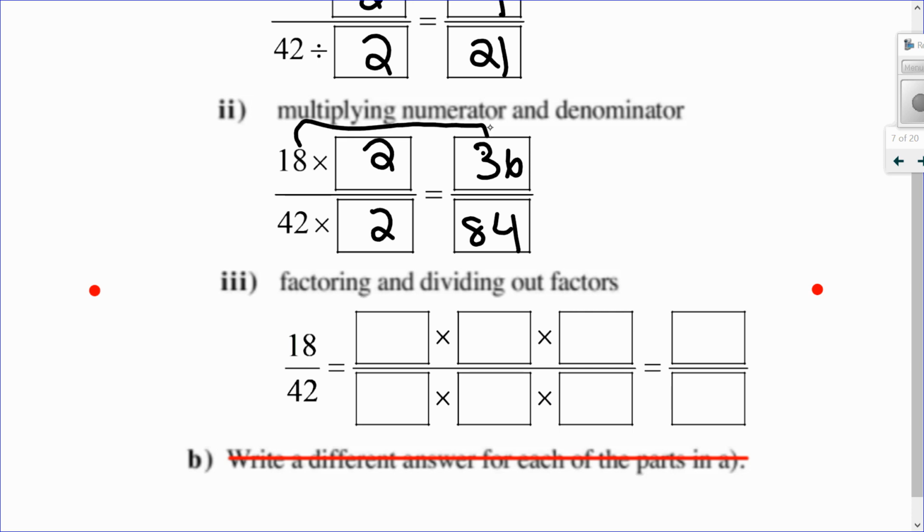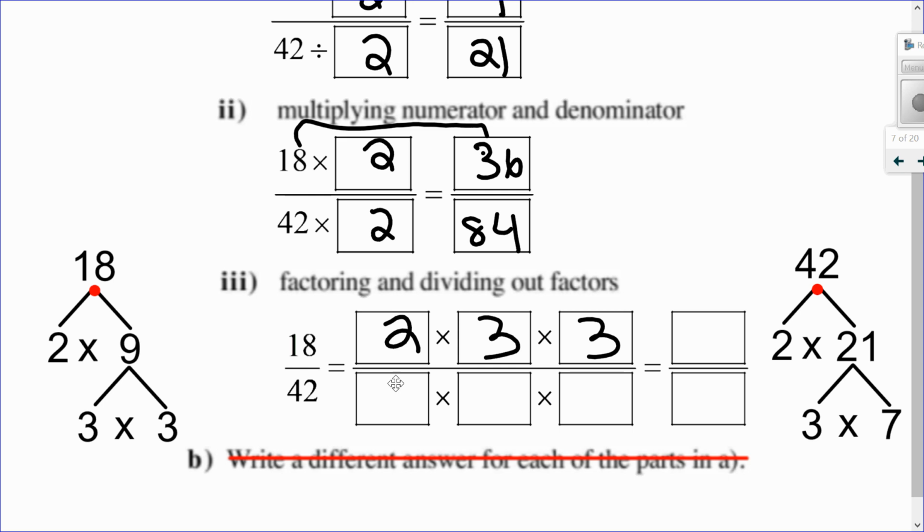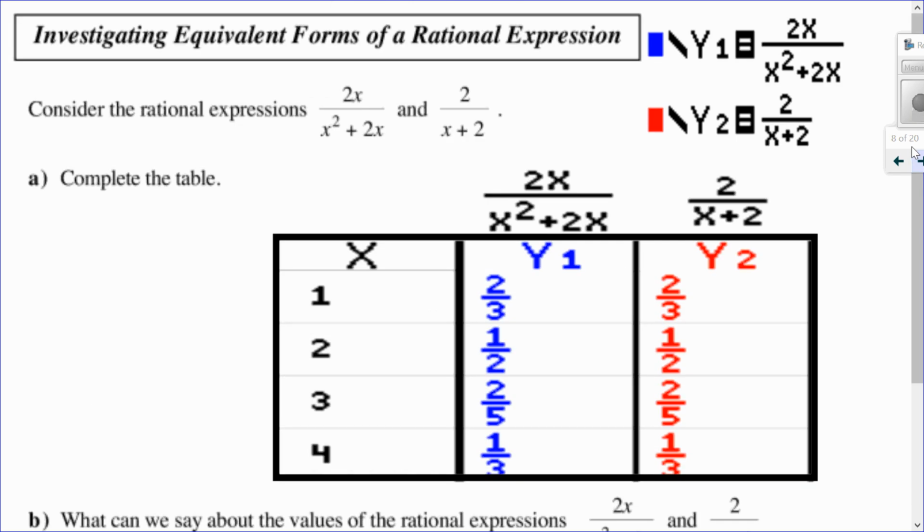Now, another way that I can do this is by factoring and dividing common factors. So I have to look at the prime factorization of 18. Looking at 18, I can break that down into its prime factorization, which is 2 times 3 times 3. And then I'll do the same thing for 42. I'll break it down into its prime factorization, which is 2 times 3 times 7. So you can see 2 divided by 2 is 1, 3 divided by 3 is 1, and that's equal to 3 over 7 in the final step. So again, these fractions here are equivalent. They look different, but have the same value.